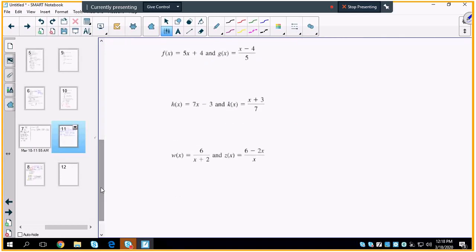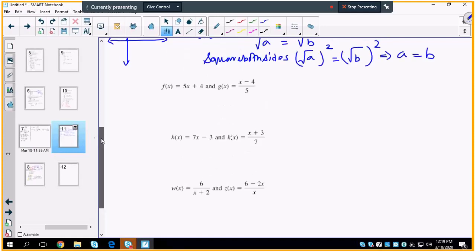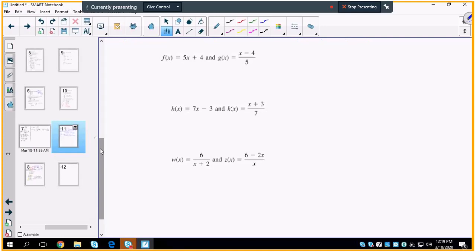For the next couple of examples, we are given two functions and we're trying to understand whether they are inverses of each other or not. How do you know they are inverses of each other or not? f composed g should be equal to x, and g composed f should be equal to x. So let's try to do that. It's just practicing composition of functions.